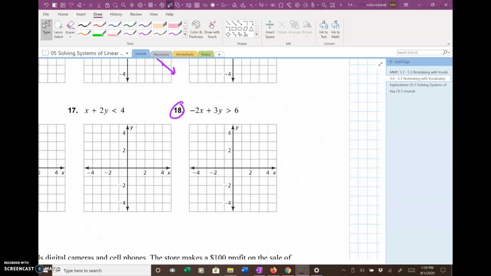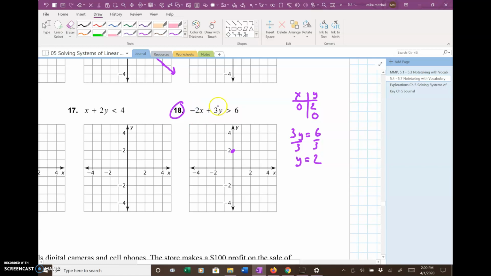We have standard form on number 18, so I am going to use my little table here as a reminder. X is 0 gives me the y-intercept. Y is 0 gives me the x-intercept. I make x 0, and this would disappear. I'd be left with 3y equals 6. Divide by 3. y is equal to 2. So 0, 2, or the y-intercept is 2. I plot my point.